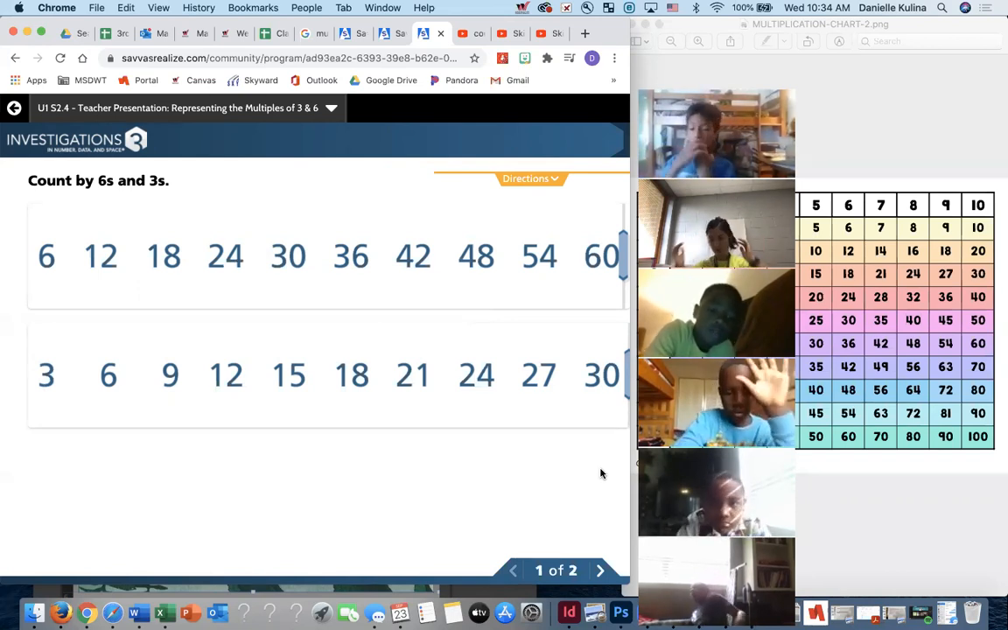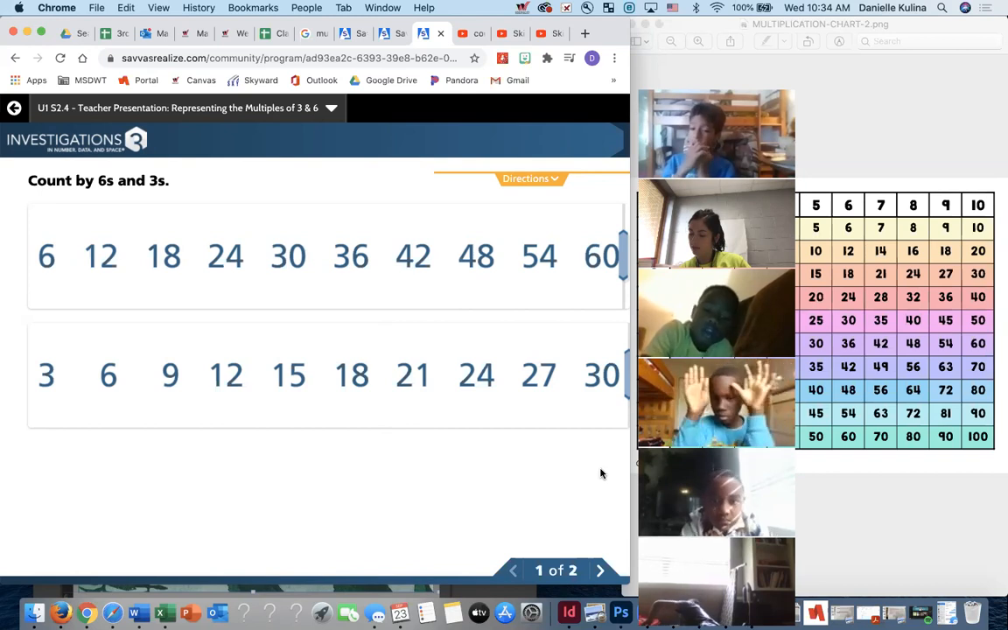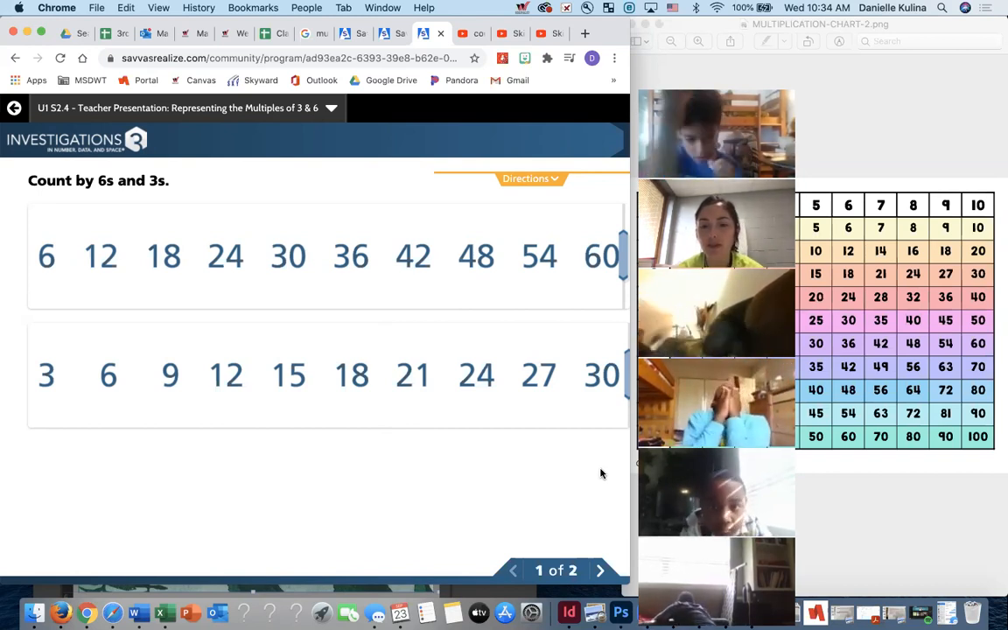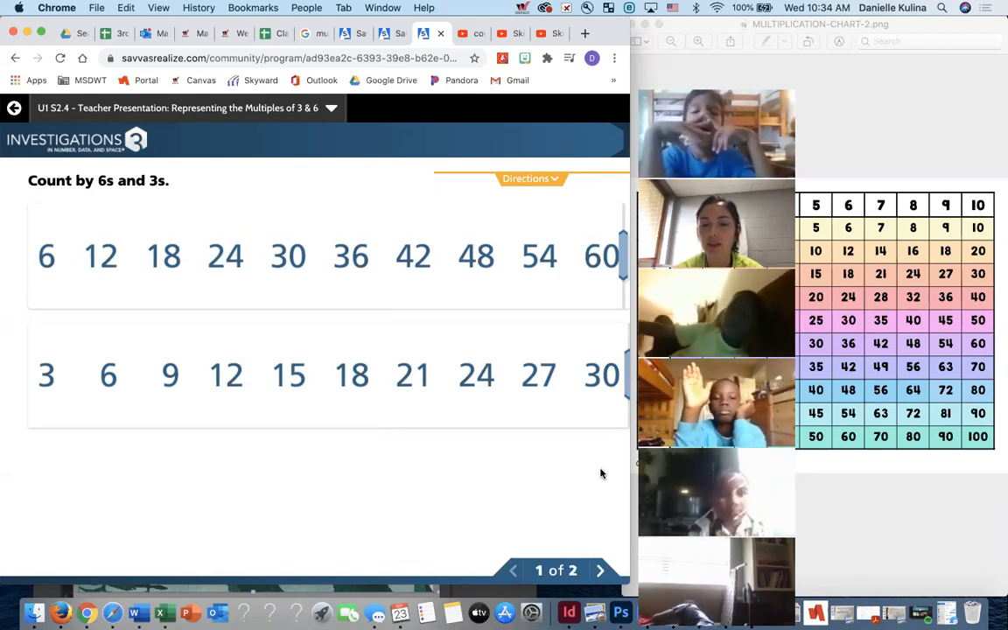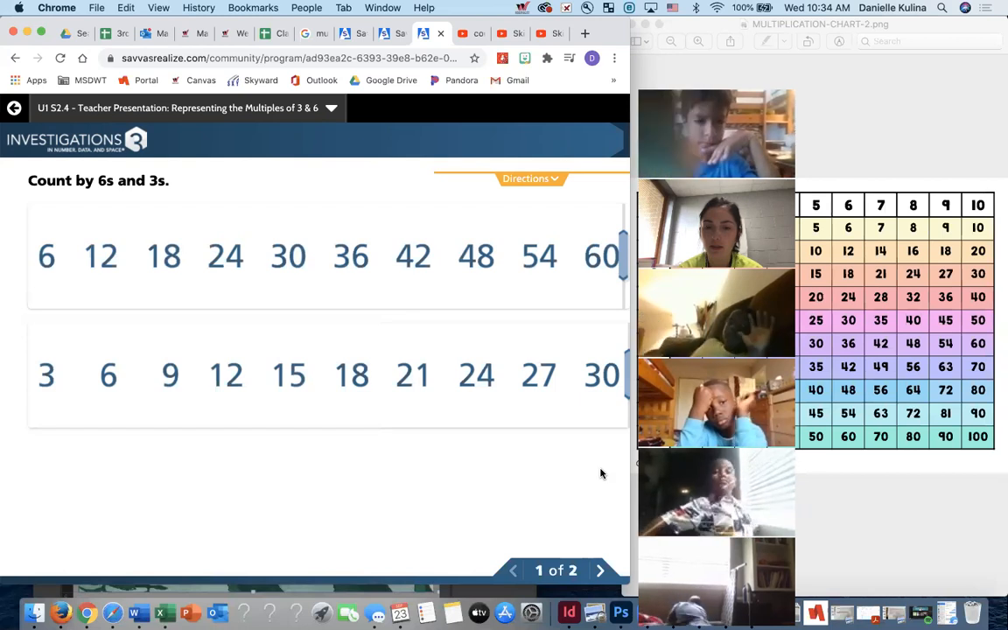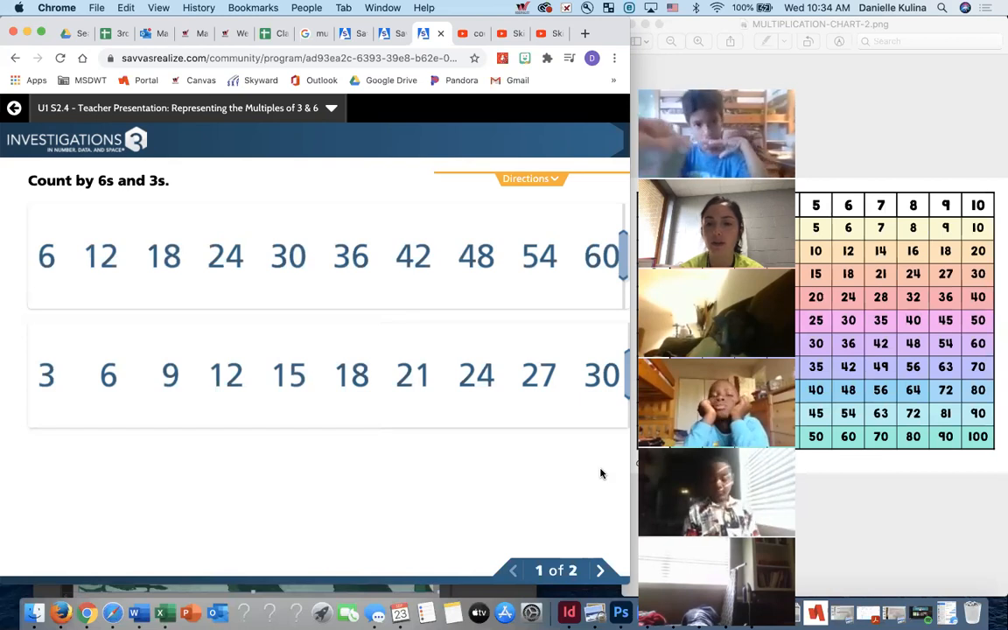Malachi. 30. Perfect. What do we notice about these two numbers, 60 and 30? What is their relationship? Malachi, what is their relationship? They both have zeros. Okay, they both have zeros. Good. What else do we notice? Does anyone else notice anything about 60 and 30?